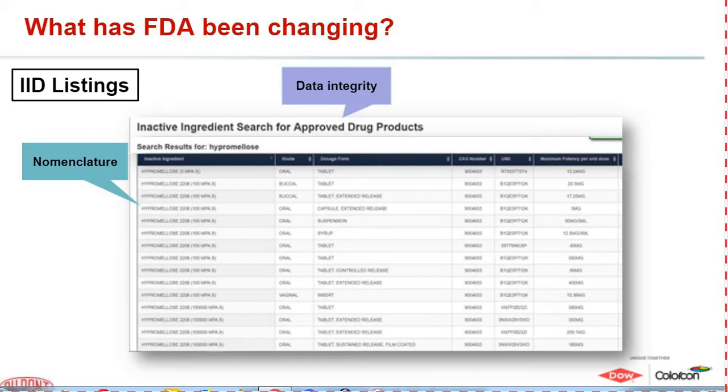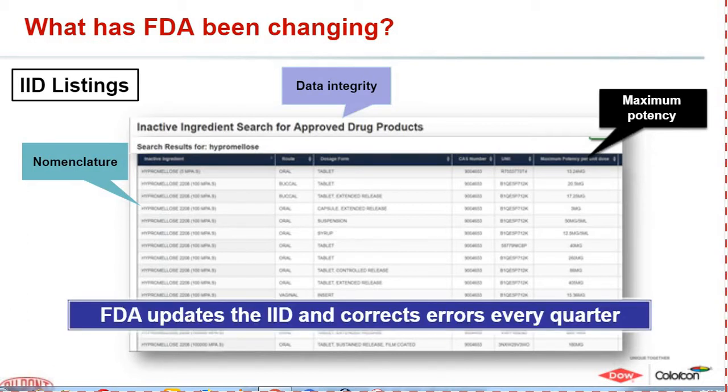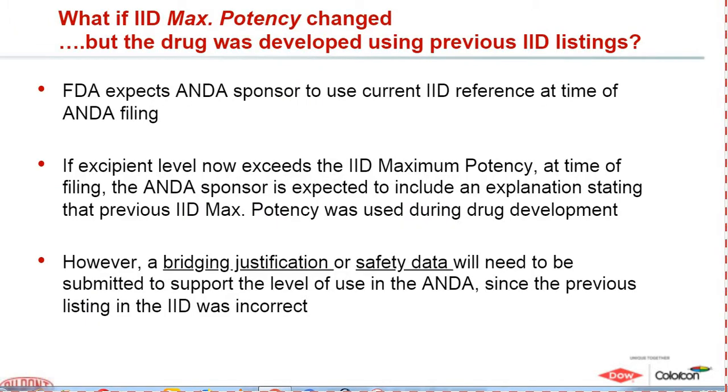And we're also seeing these differences in maximum potency. The FDA has been updating the IID now for the last couple of years and is publishing the corrections every quarter. Because of the updates to the IID, a lot of questions arise from the changes. So if the maximum potency has changed, but the drug was developed using a previous IID listing, what do you do? FDA expects the ANDA sponsor to use the current IID reference at the time of the filing.